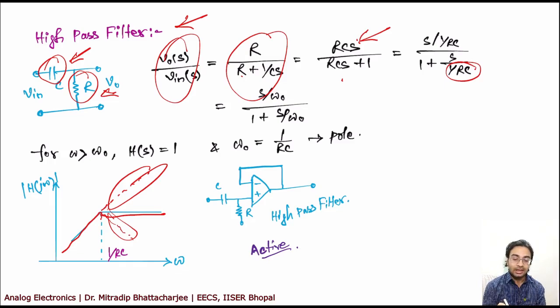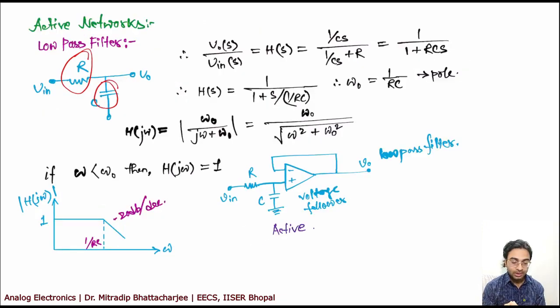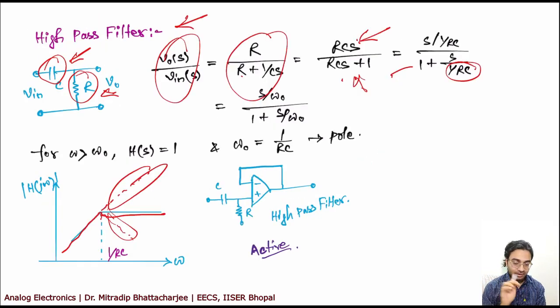So from the characteristics, you can see that in case of the high pass filter, it is something like s divided by s plus a. However, in case of the low pass filter, it was like 1 divided by 1 plus s. Okay, in terms of transfer function, I'm saying.